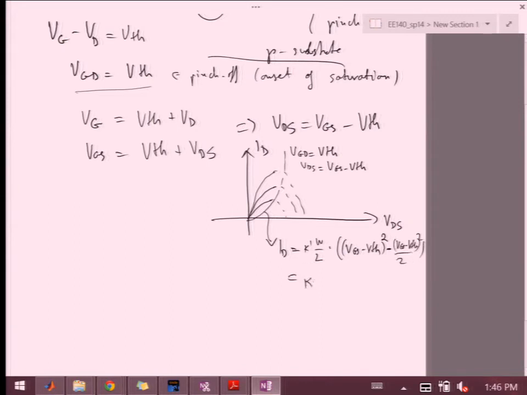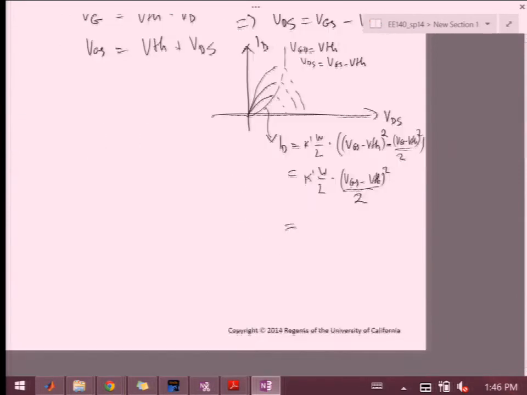So that's K prime W over L times VGS minus V threshold squared over 2. But I did this on this condition that VDS equals VGS minus VT. So this will be VDS squared over 2. And this is what is called ID sat.